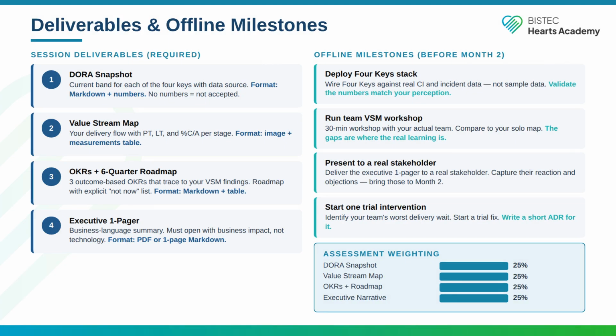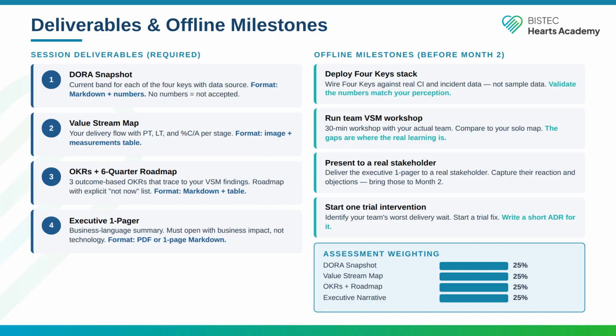4 deliverables are required to complete this session. Your DORA snapshot, real numbers for your team, covering the last quarter. Your value stream map, an image with process time and lead time recorded on every step. Your OKRs and 6-quarter roadmap. And your executive one-pager. These are not academic exercises. If any of them feel abstract, that is a signal to get closer to your actual operational data.